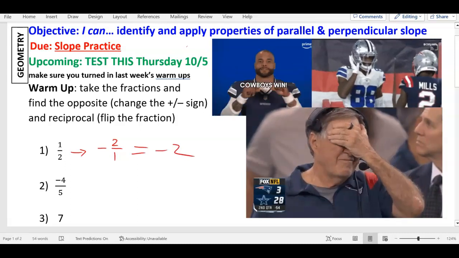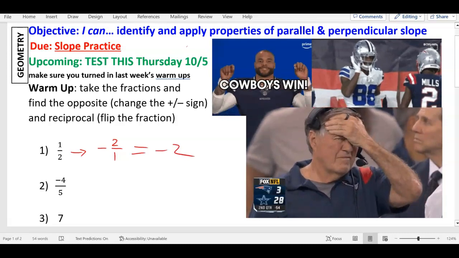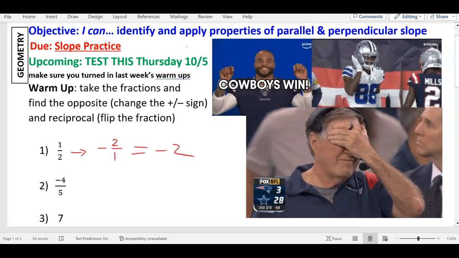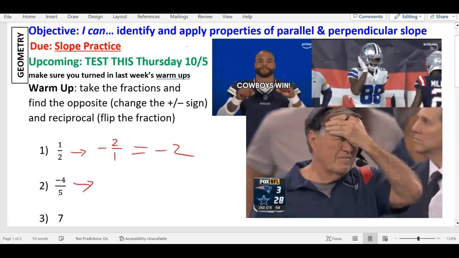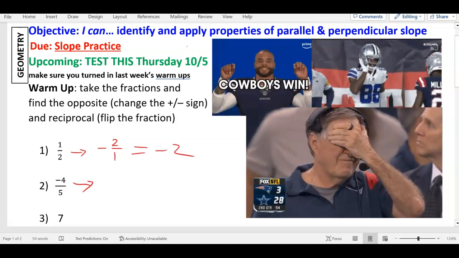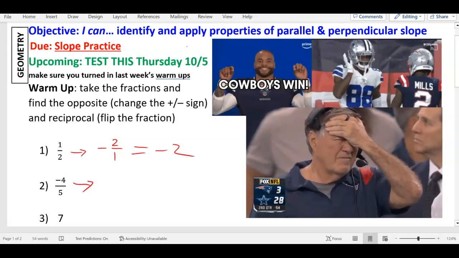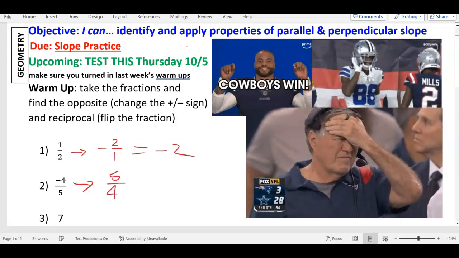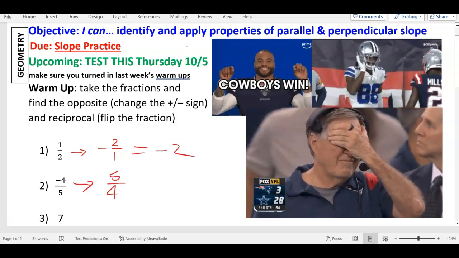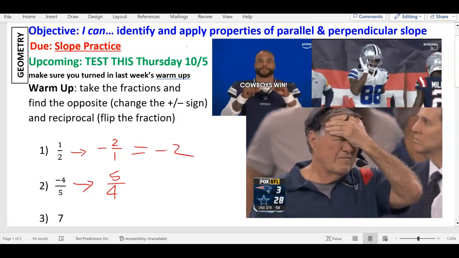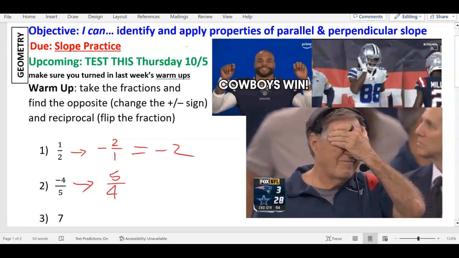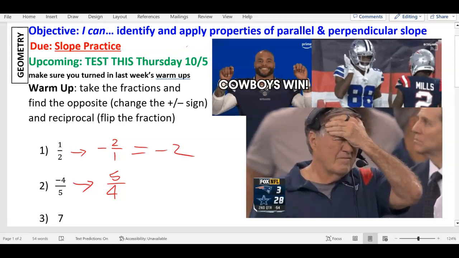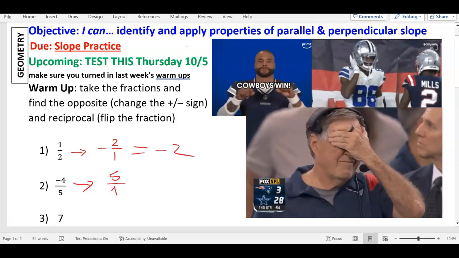All right, number 2. Is this positive or negative? Negative, so it's going to turn into positive. Now, you don't put a plus sign, just nothing. And then flip it, what's it going to be? 5 over 4. That is an improper fraction. You don't have to turn it into a mixed number. Just leave it like that. Reduced, 5 over 4 is good. Kind of looks weird. Whatever.